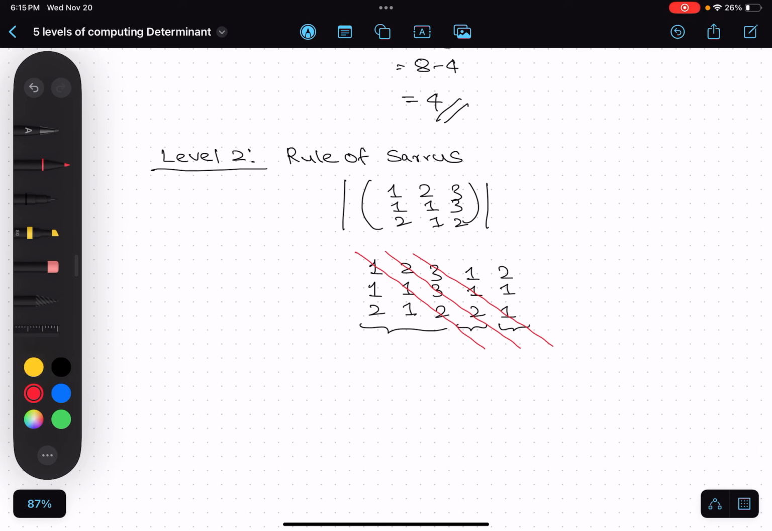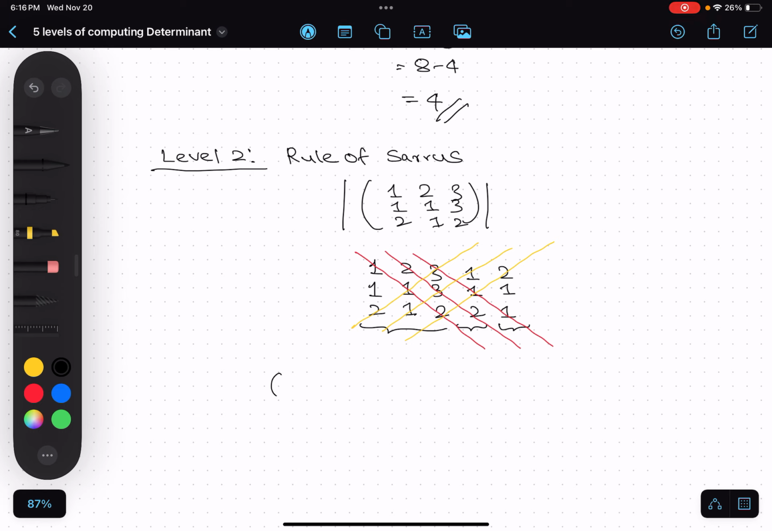We mark all the set of lines from the bottom as well. This set of lines, right? Now what we do is we multiply all the elements in each red line. So there will be three such products, and we add the products.